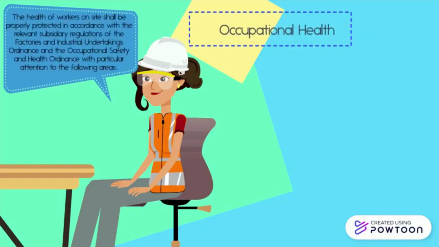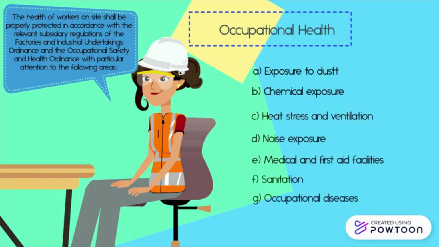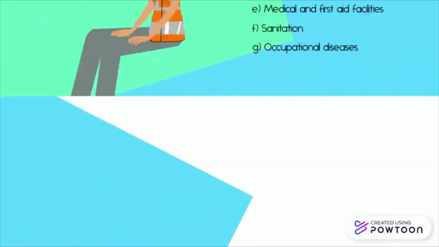5. Occupational health. The health of workers on site shall be properly protected in accordance with the relevant subsidiary regulations of the Factory and Industrial Undertakings Ordinance and the Occupational Safety and Health Ordinance, with particular attention to the following areas. A. Exposure to dust. B. Chemical exposure. C. Heat stress and ventilation. D. Noise exposure. E. Medical and first aid facilities. F. Sanitation. G. Occupational diseases.